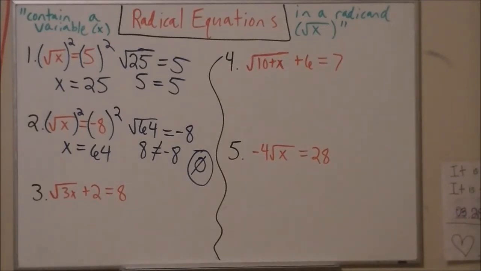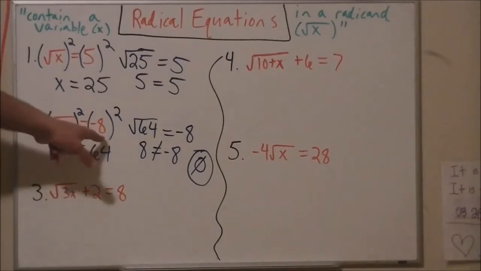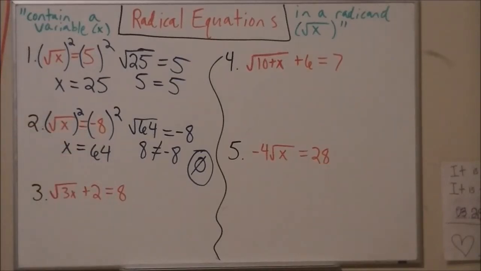And the reason for that, remember, is that if you have two positive numbers multiplied by each other, you only get a positive. But if you have two negative numbers multiplied by each other, you also are only going to get a positive, because two negatives make a positive. So the square root of x can never equal a negative number.